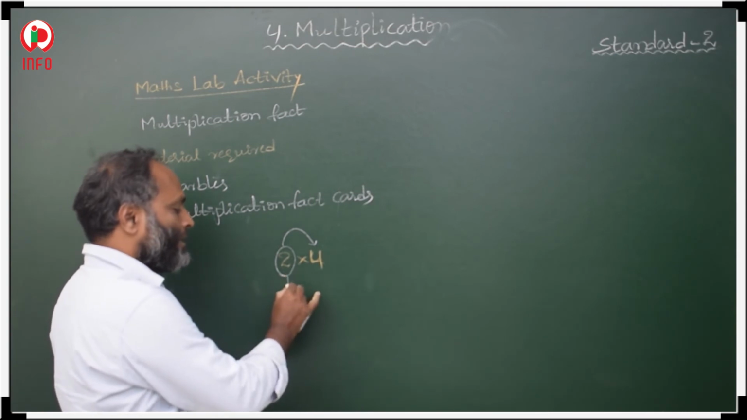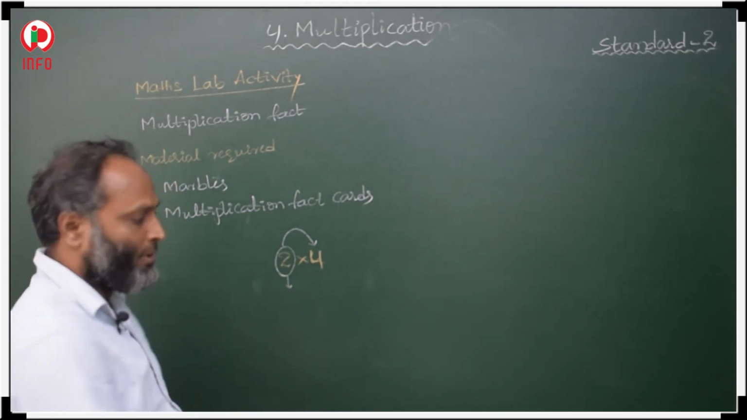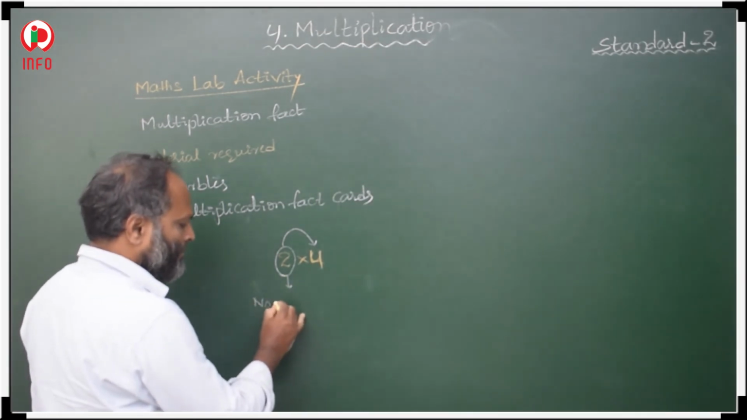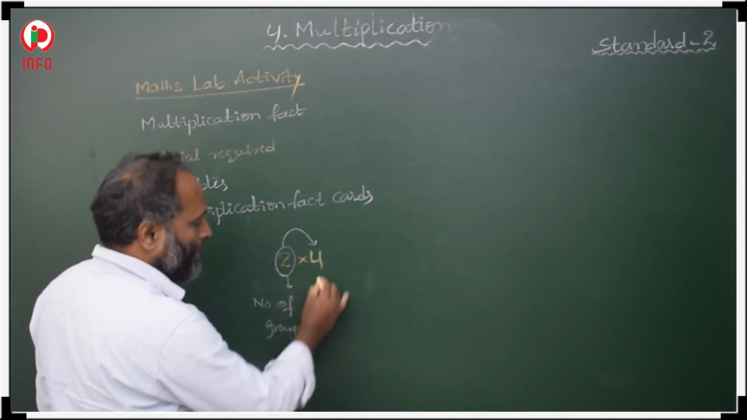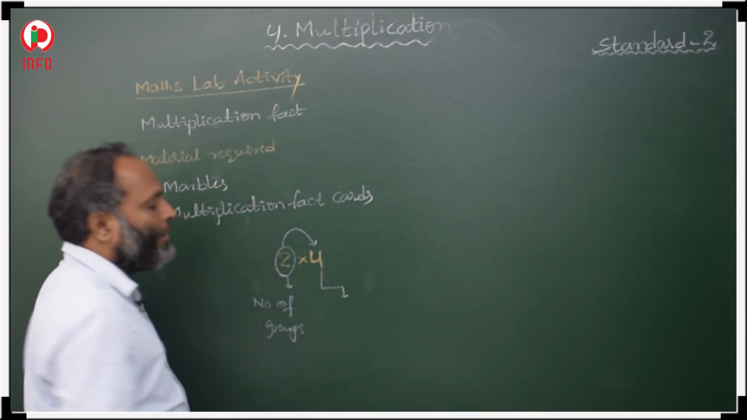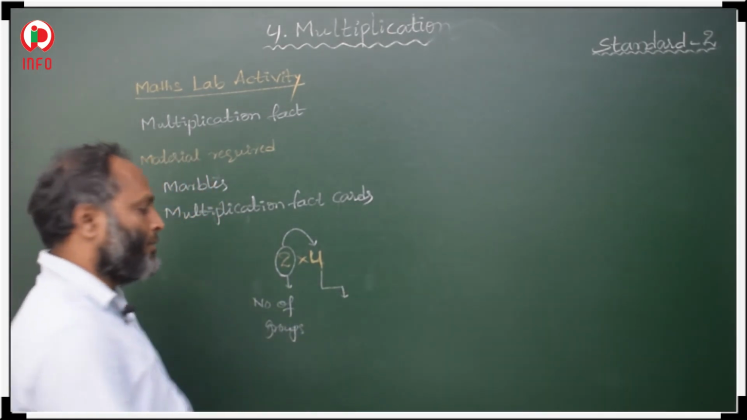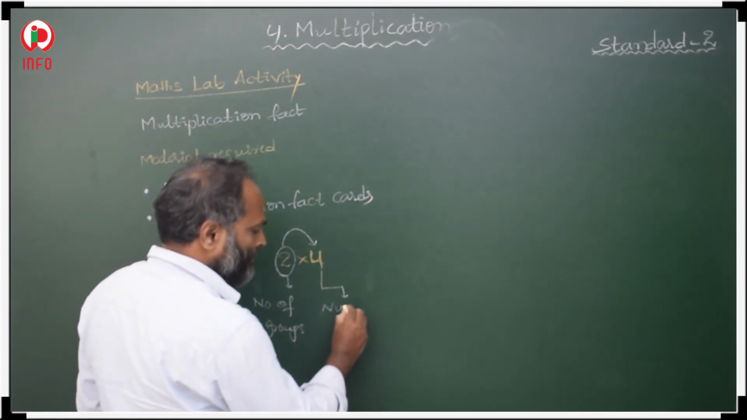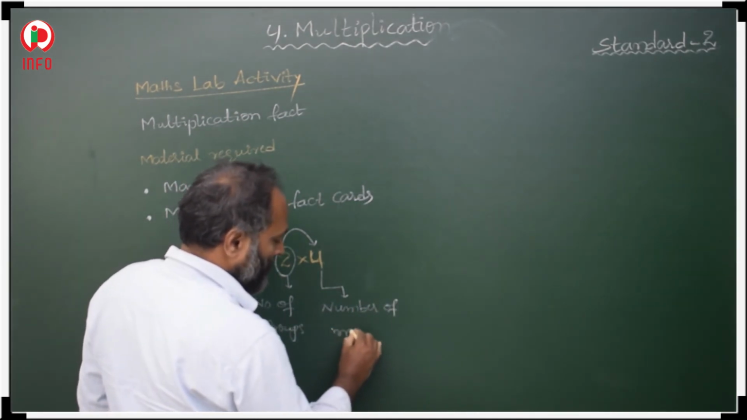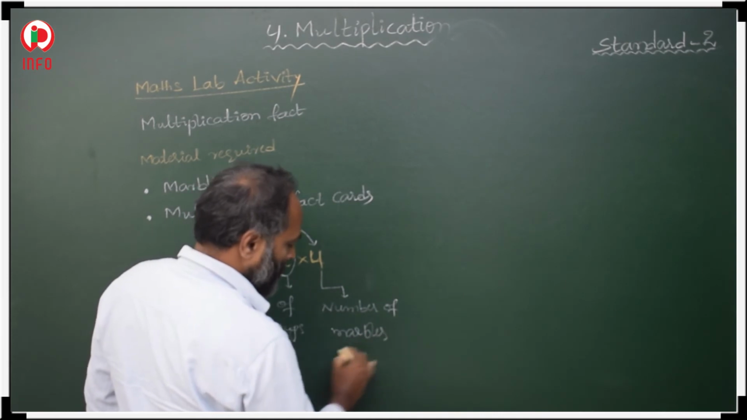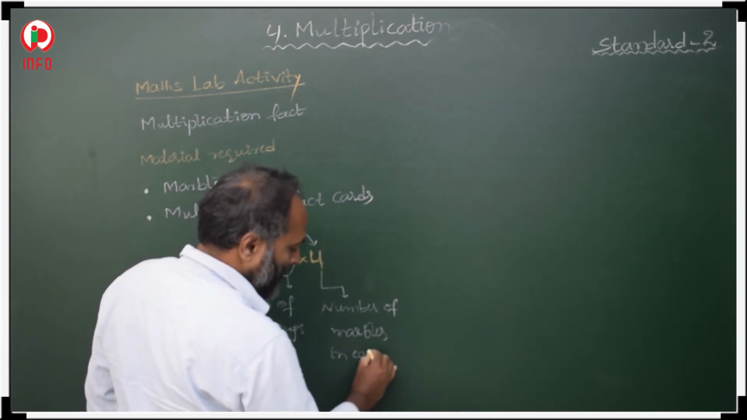This represents the number of groups. These represent the number of marbles in each group.